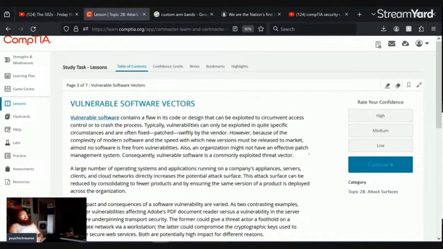Vulnerable software contains a flaw in its code or design that can be exploited to circumvent access control or to crash the process. Typically, vulnerabilities can only be exploited in quite specific circumstances and are often fixed, patched swiftly by the vendor. However, because of the complexity of modern software and the speed with which new versions must be released to market, almost no software is free from vulnerabilities. Also, an organization might not have an effective patch management system. Consequently, vulnerable software is a commonly exploited threat vector.